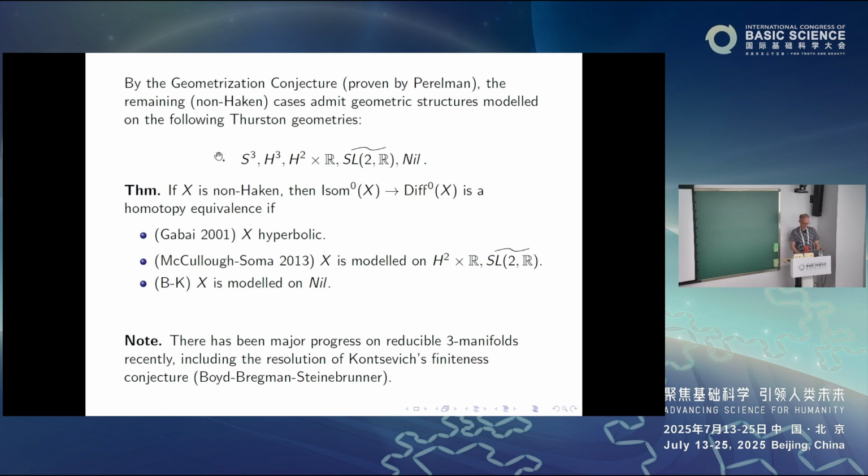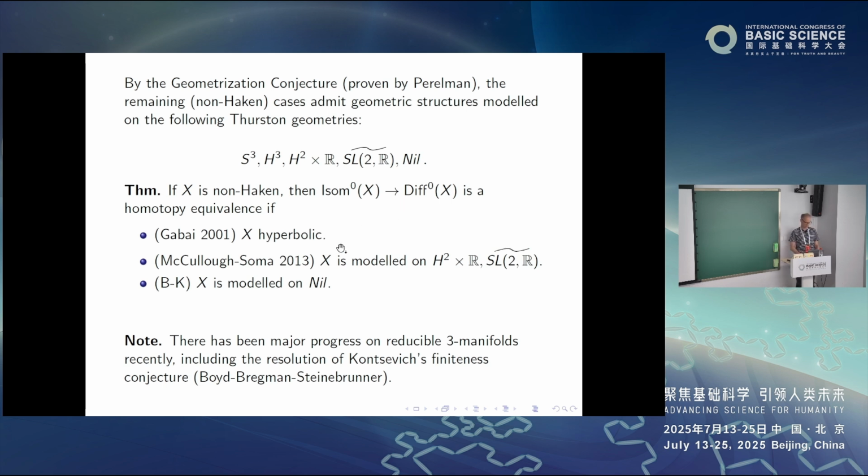And we already discussed the case of the three-sphere, that's the generalized Smale conjecture. What about the other cases? So the case of non-Haken manifolds X. In the other cases, we look at the inclusion of the identity component of the isometry group into the identity component of Diff zero.